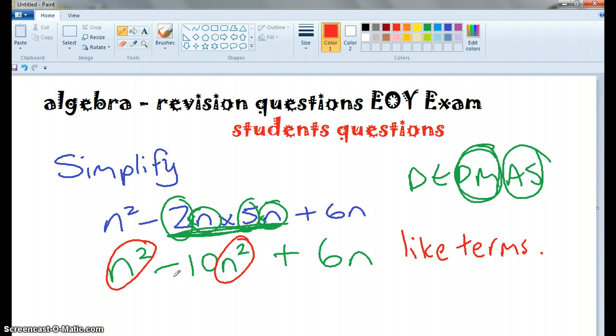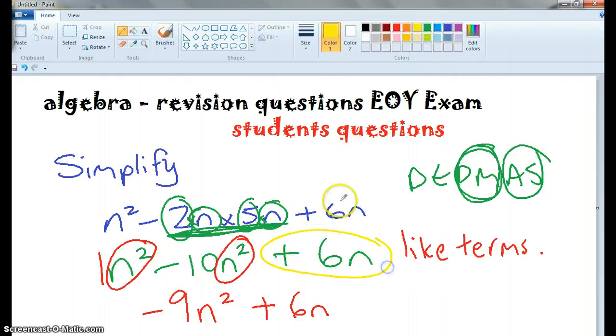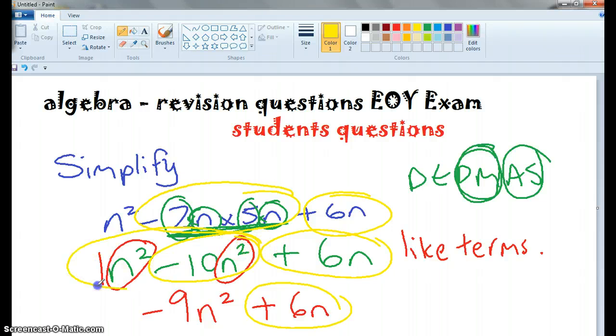So if I've got one lot of n squared, there's an invisible 1 there, 1 times n squared. One lot of n squared minus 10 lots of n squared. How many lots of n squared do I have? Minus 9n squared plus 6n. So you could see that the plus 6n the whole way down just stayed there. These multiplied to get that, and then these combined to get that.